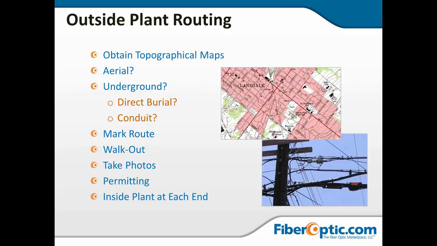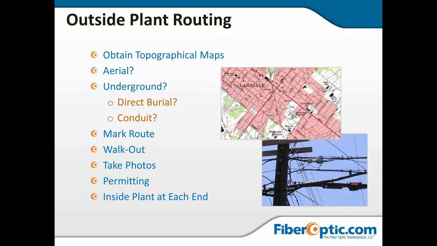Are we going to go aerial? Or are we going to go underground? Are we going to direct bury? Or are we going to put it in conduit? My preference is always conduit.